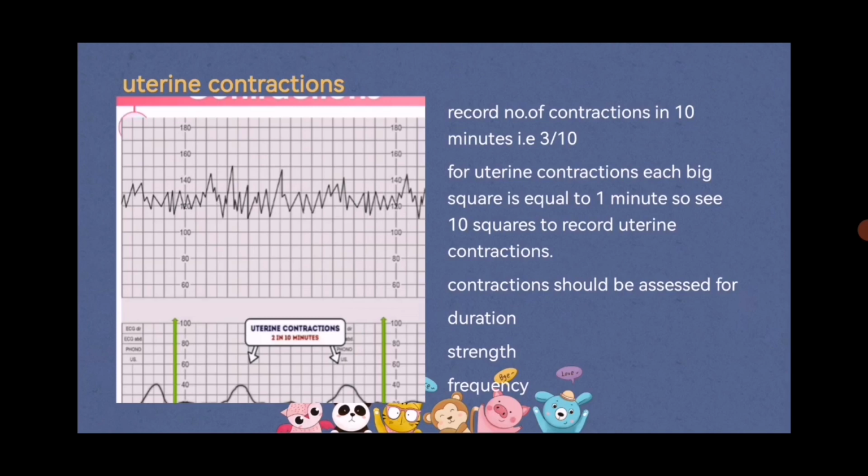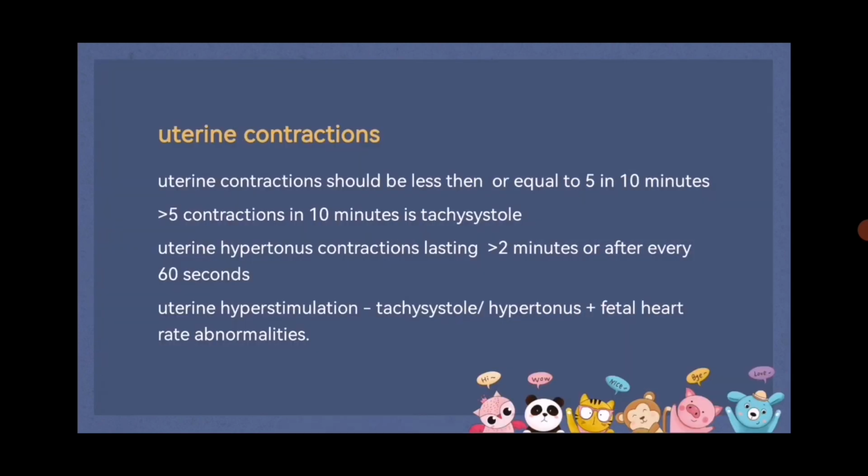Contractions should be assessed for duration, strength, and frequency. Uterine contractions should be less than or equal to 5 in 10 minutes. But if there are more than 5 contractions in 10 minutes, it is called tachysystole. And uterine hypertonus is contractions lasting more than 2 minutes or recurring within 60 seconds. And what is uterine hyperstimulation? It is tachysystole or hypertonus plus fetal heart rate abnormalities.